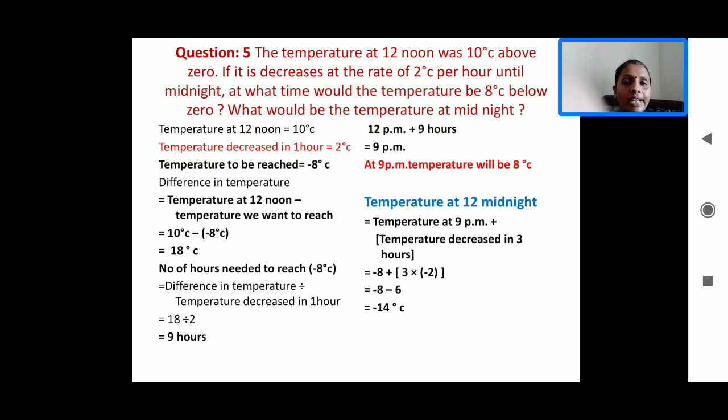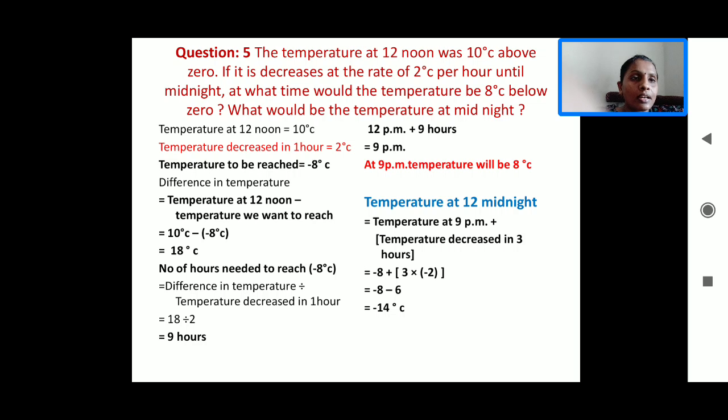Question number 5. The temperature at 12 noon was 10 degrees centigrade above 0. If it decreases at the rate of 2 degrees centigrade per hour until midnight, at what time would the temperature be 8 degrees centigrade below 0? What would be the temperature at midnight? Here two types of temperature are given. First one is above 0, second one is below 0.